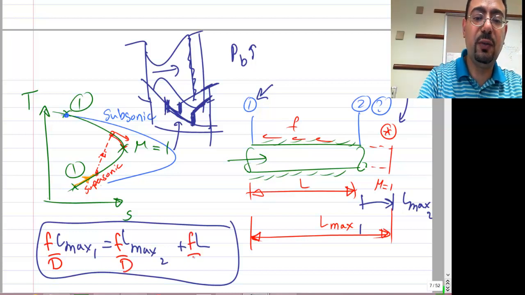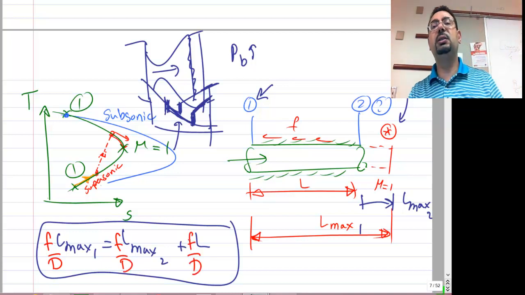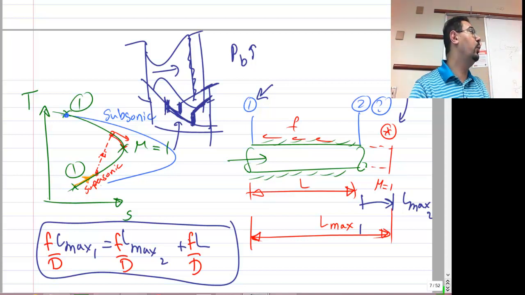What's F? That's the friction factor. What's D? That's the pipe diameter. This is the equation that we will start any Fanno flow problem with. And it's simple geometry, right? L max 1 is bigger than L max 2 by the L, the duct length.